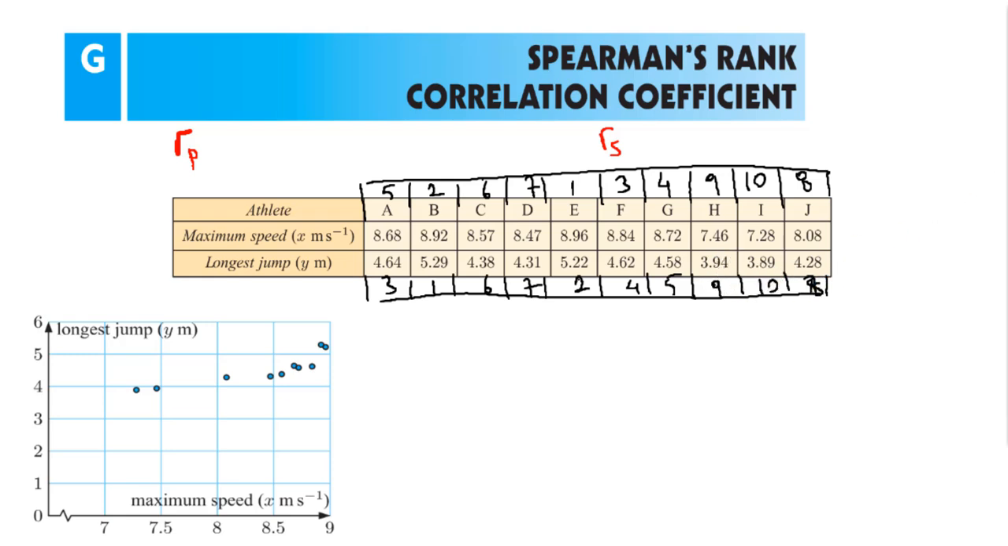Now we have new pairs, new pairs in the calculator. We are going to enter these pairs: 5 and 3, 2 and 1, 6 and 6, 7 and 7. With these pairs we are going to see the relation between the ranks, whether they are strong or not. So in the example, I will try to show it.